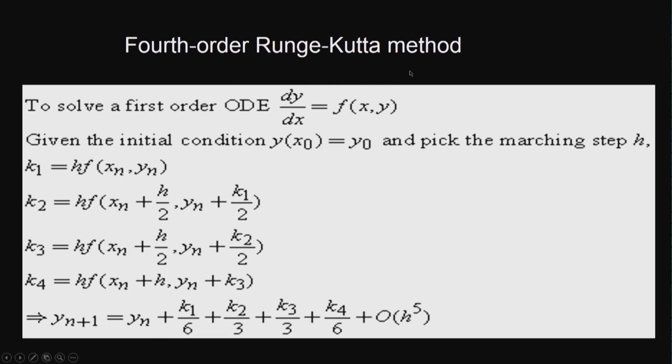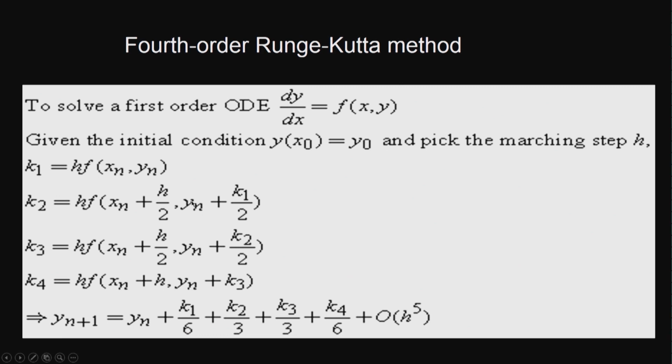Then we have the fourth order Runge-Kutta method. The error is of the order of h raised to the power 5. Here we do a lot of midpoint corrections. You have k1 equals h f(xn, yn), k2 at xn plus h by 2, yn plus k1 by 2. Again you calculate k3, making use of k2, yn plus k2 by 2, and then you calculate k4. Then yn plus 1 is calculated as yn plus k1 by 6, k2 divided by 3, k3 divided by 3, k4 divided by 6.